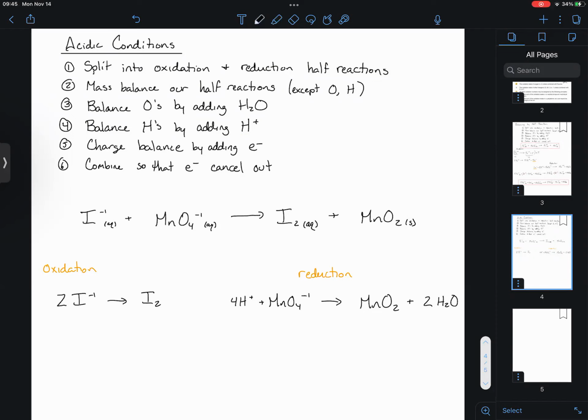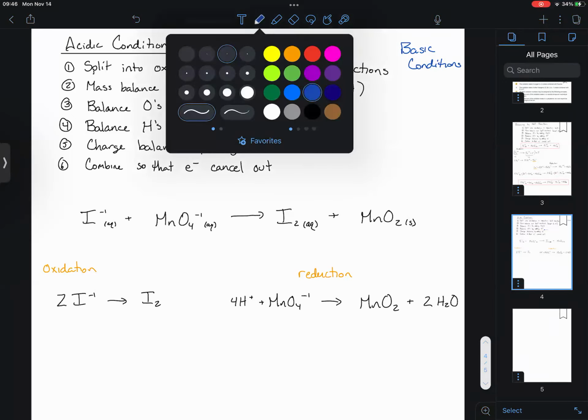Well, then what do we do if it says under basic conditions? We're going to do the exact same thing, the exact same procedure. But at this step here, we're going to insert one new thing. We need to get rid of those protons. And so we're going to do that by adding OHs.